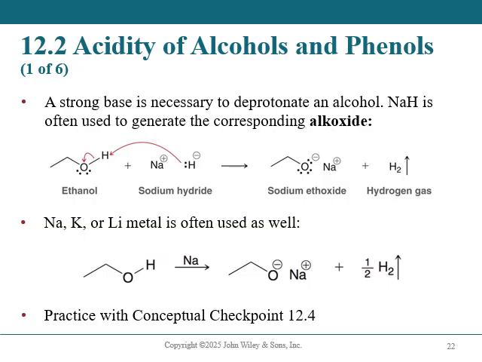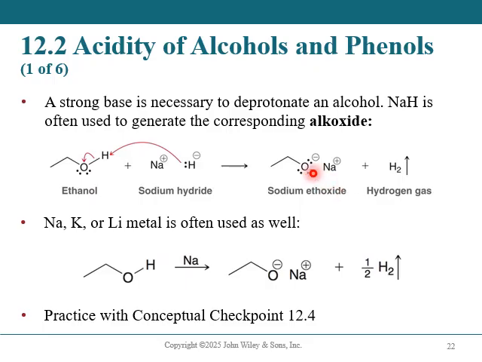Let's talk a little bit about acidity of alcohols and phenols. A strong base is necessary to deprotonate an alcohol. Sodium hydride is often used to generate the corresponding alkoxide. So the alkoxide is going to be the alcohol without the proton, right, the anion. So in this case, from ethanol, the alkoxide will be ethoxide, right?